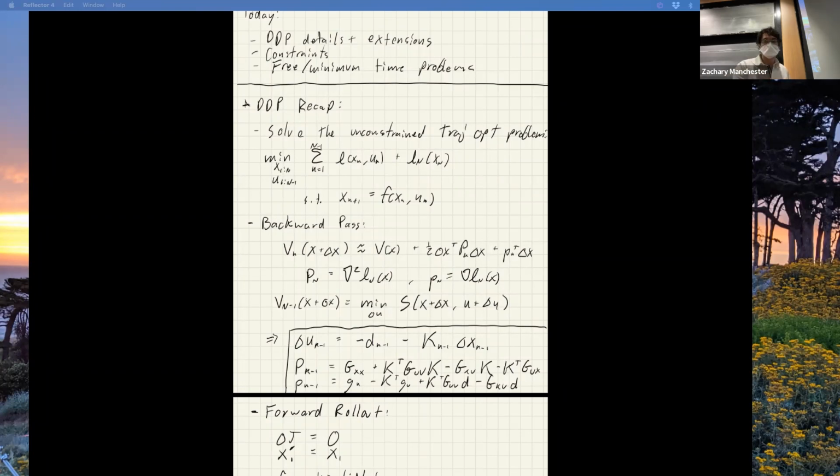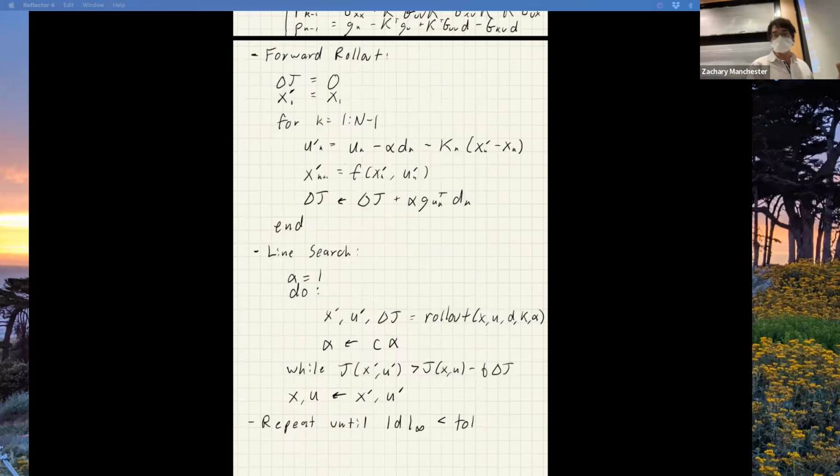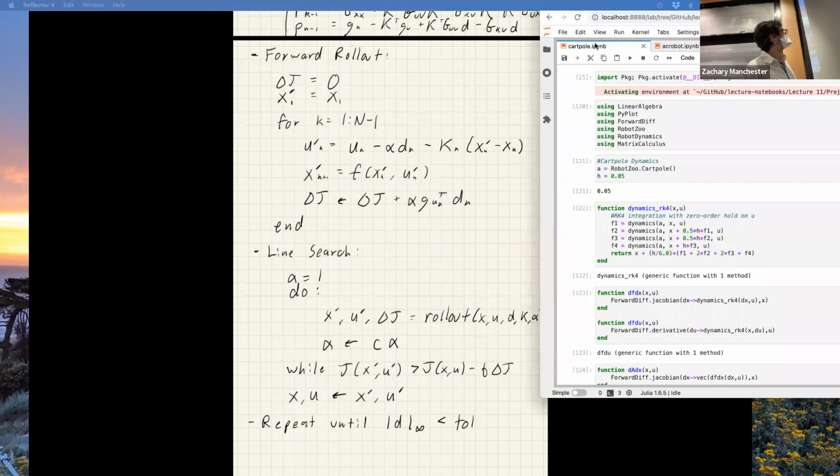Cool. Okay. So let's see. I think it's time to do some stuff. So let's do some code stuff. That's what we talked about last time, right? Kind of the stock algorithm. Here's some code, and then we can talk about it.